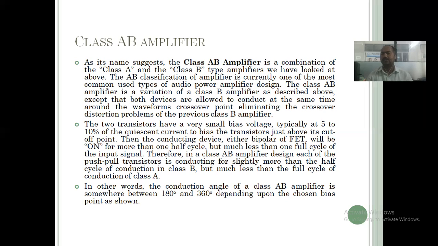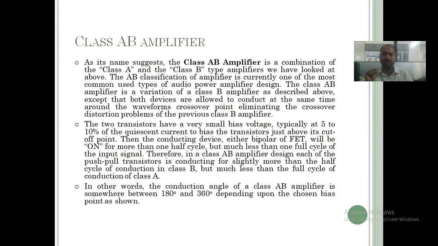Now let's see why the name is class AB amplifier. It takes the positive things of class A and the positive things of class B. Means the class AB amplifier is a combination of class A and class B. It takes the positive thing of class A and the positive thing of class B, and eliminates the bad things of class A and class B, right? That's why it is called the class AB type of amplifier.